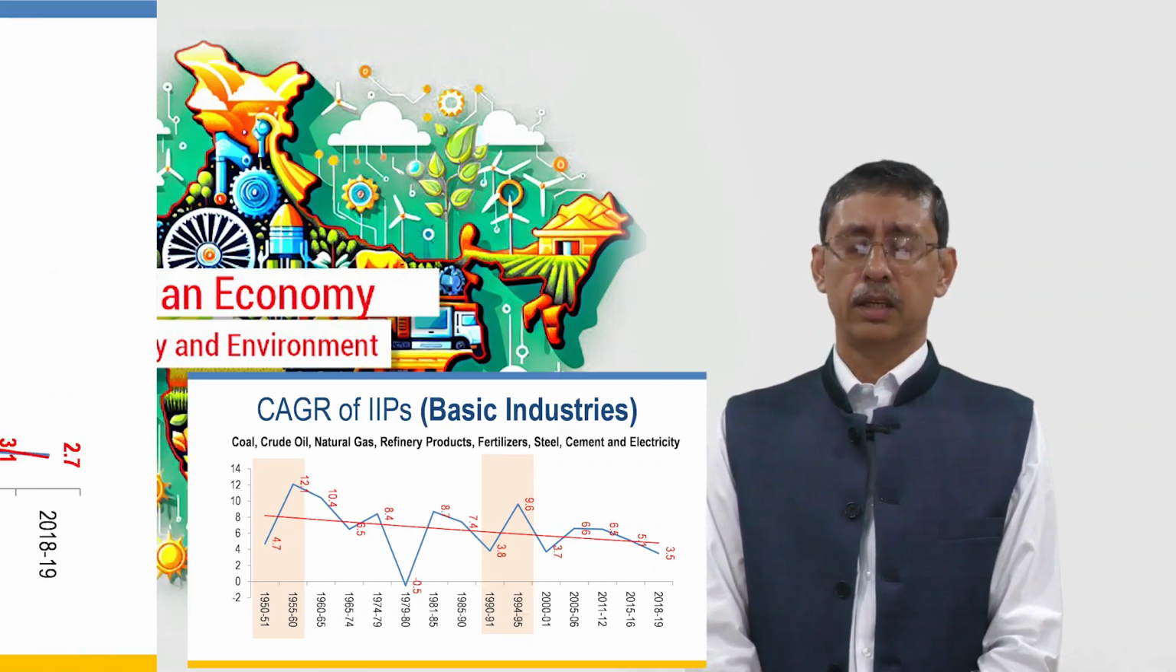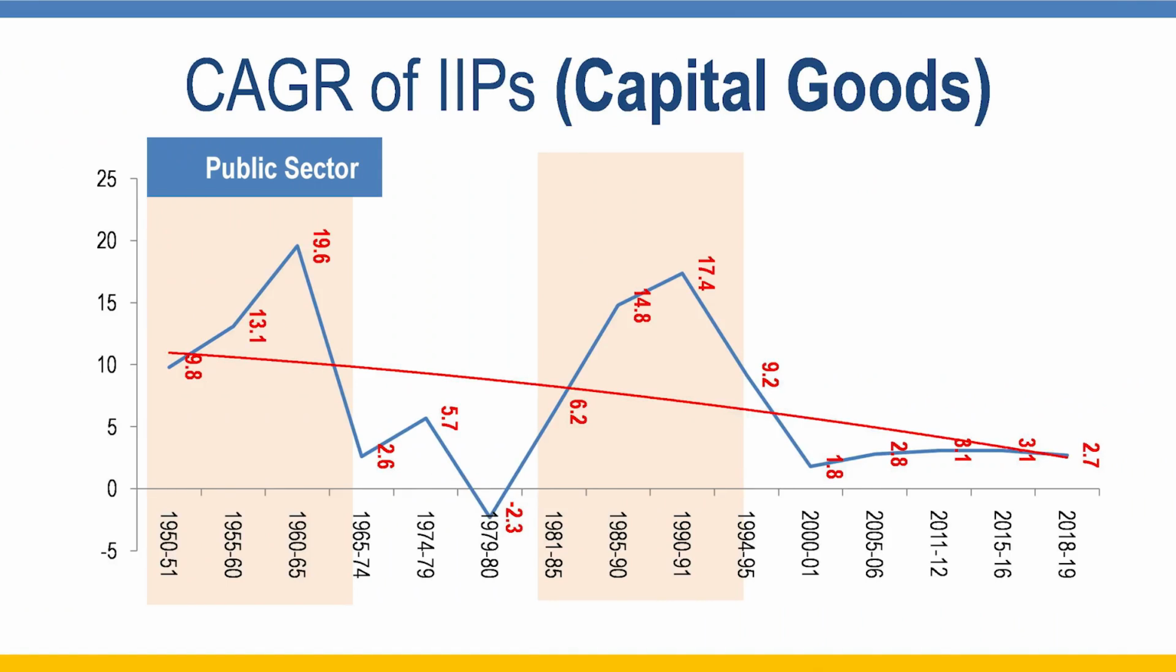All right. The second component of industry is the capital goods sector, and if we look at the industrial production index, then you get this graph, where again the long-term growth rate from 50 to 2020 will be declining.